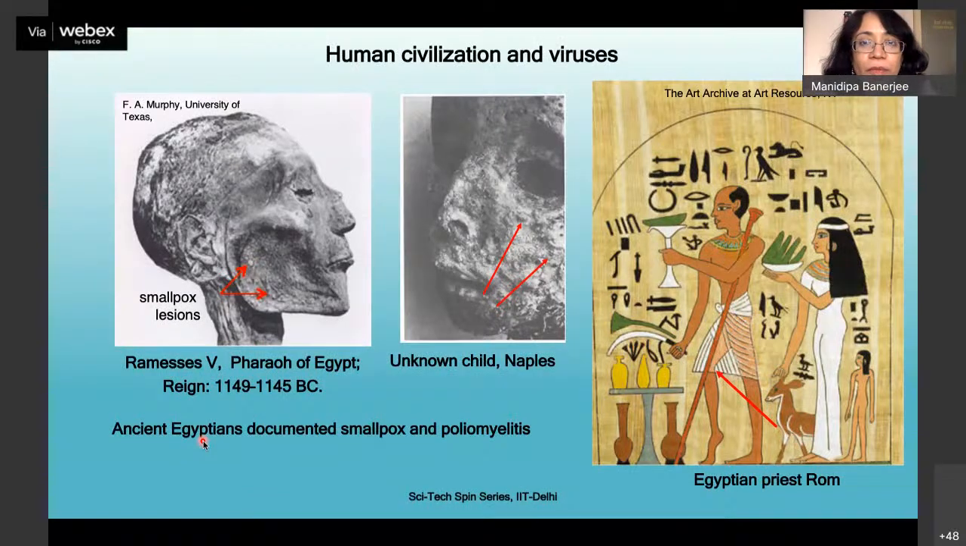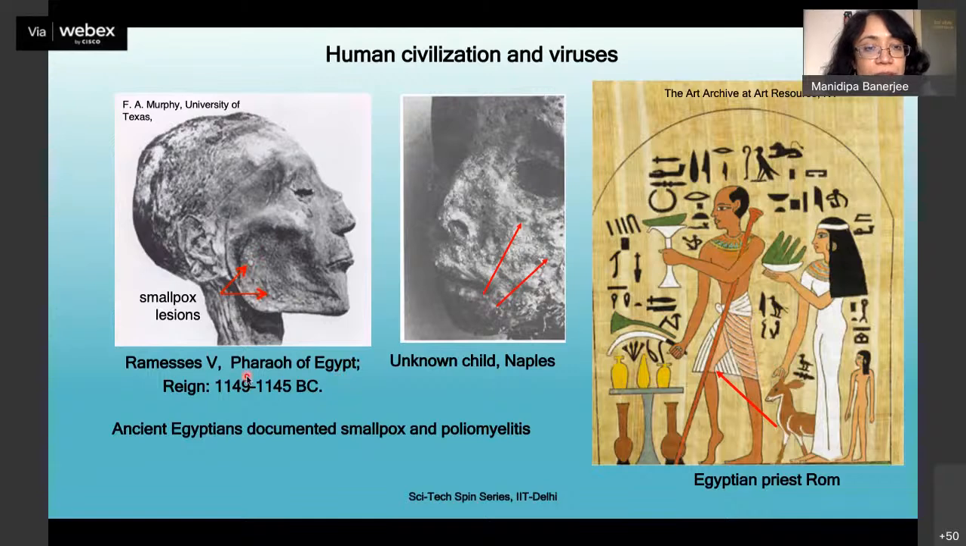So actually, from the beginning of human civilization, we have had close encounters with viruses. This has been documented, viral infections that had happened in very early civilizations. Only at that time, we did not know that there are these infectious organisms called viruses that are associated with the symptoms that we see here.